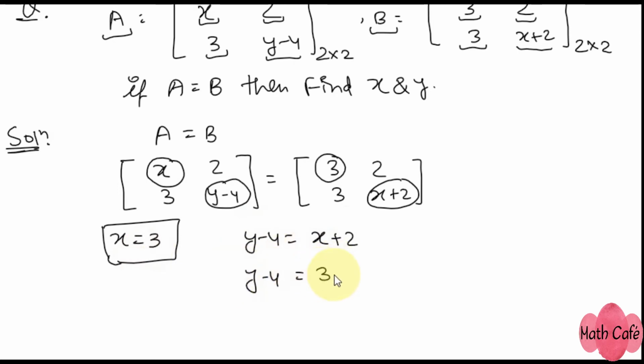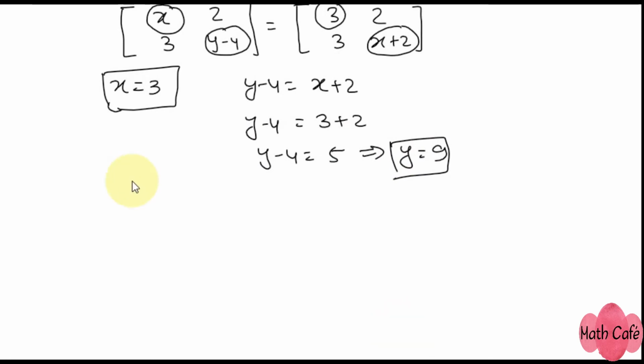So another equation is y minus 4 equal to x plus 2. So value of x is 3. We will put value of x equal to 3 in this equation. So 3 plus 2, then y minus 4 will become 5, and finally we will get the value of y as 9. So if A and B are said to be equal matrices, then x should be equal to 3 and y should be equal to 9. Hope you understand this. Let's take another example.